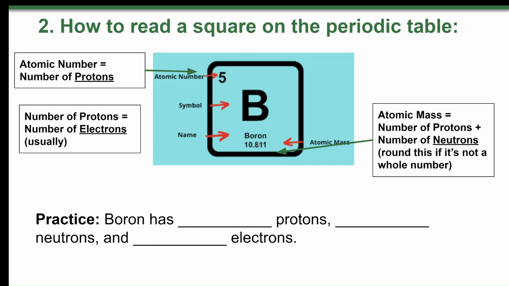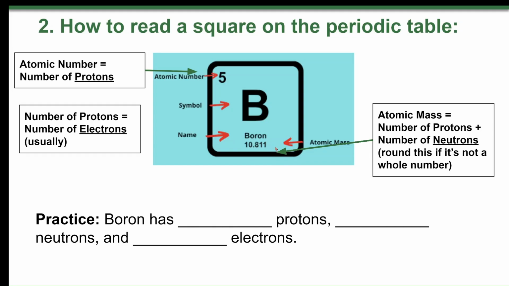And then finally, we have something called the atomic mass. All right, and the atomic mass is basically how much this thing weighs. And the atomic mass is the number of protons plus the number of neutrons. Now, this number right here is usually a decimal, and that's because it's taking an average of them.